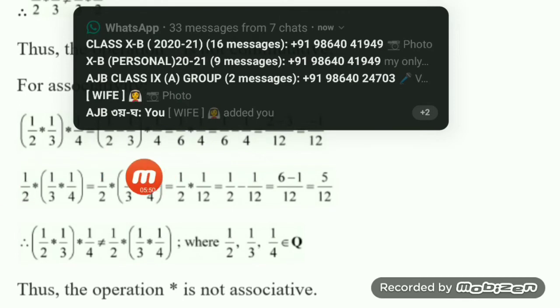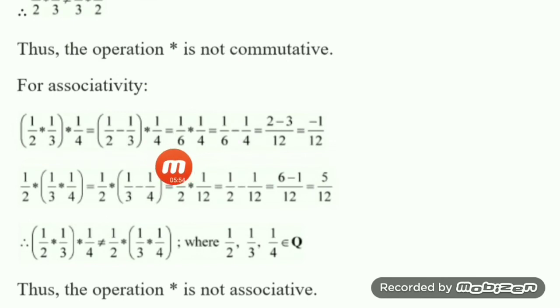Okay. Now you see this is 1 by 6 star 1 by 4. Take LCM again here. The difference, that is 1 by 6 minus 1 by 4. I hope you know how to get the LCM. So LCM of 6 and 4 is 12. This I have to multiply by 2 and this by 3. It becomes minus 1 by 12.